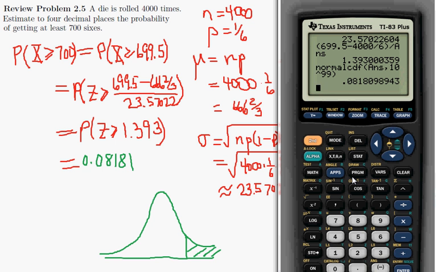If we used Microsoft Excel, then the command would be 1 minus NORM.S.DIST of 1.393 to find the area to the right. Using Microsoft Excel, NORM.S.DIST returns the area to the left, and so 1 minus NORM.S.DIST returns the area to the right. So that is a probability of about 8.2%.